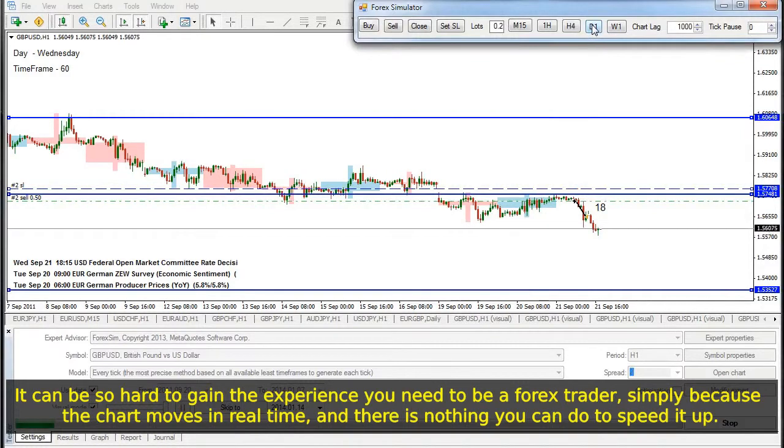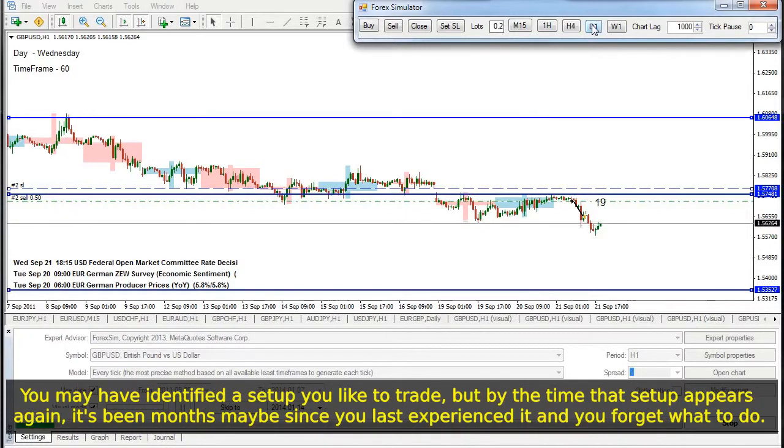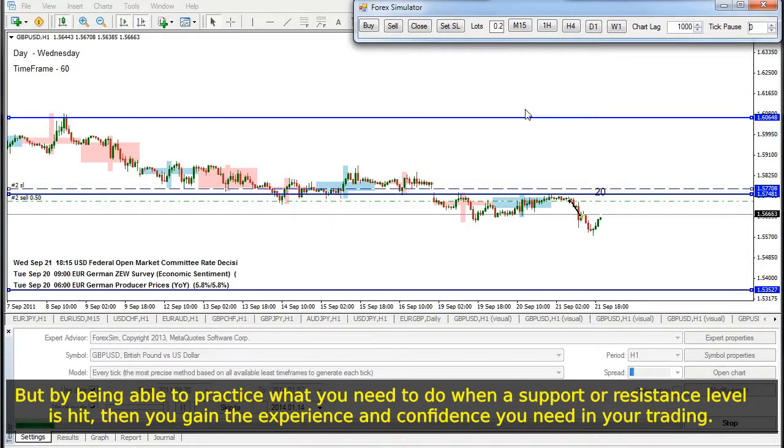It can be so hard to gain the experience you need to be a forex trader, simply because the chart moves in real time and there is nothing you can do to speed it up. You may have identified the setup you like to trade, but by the time that setup appears again, it's been months maybe since you last experienced it, and you forget what to do.